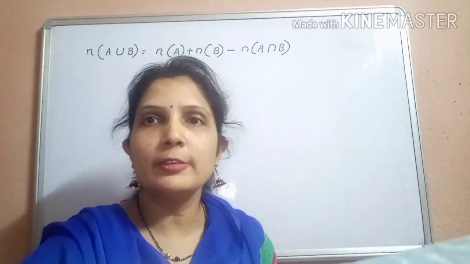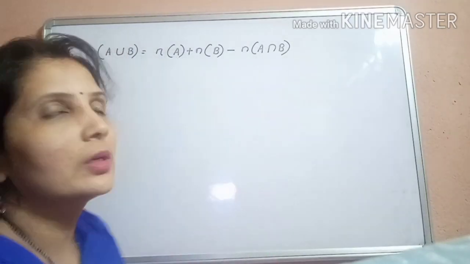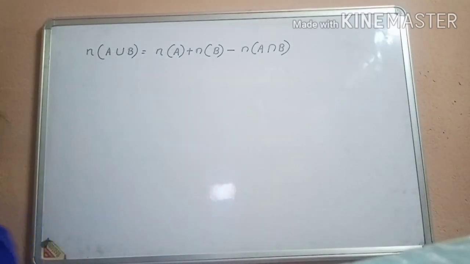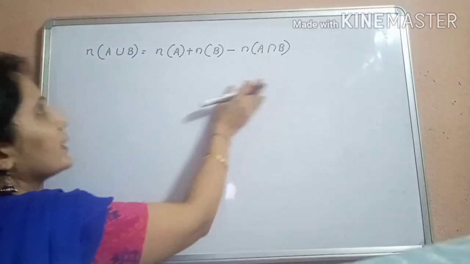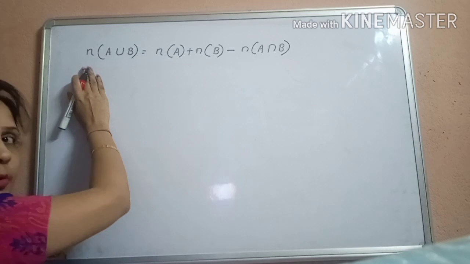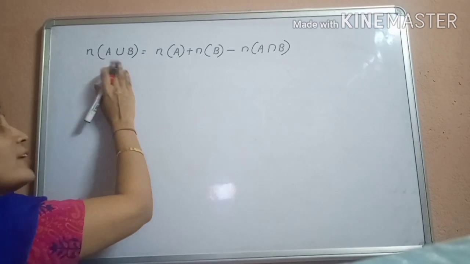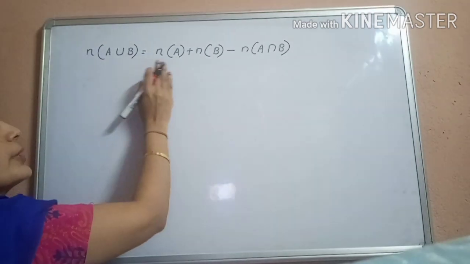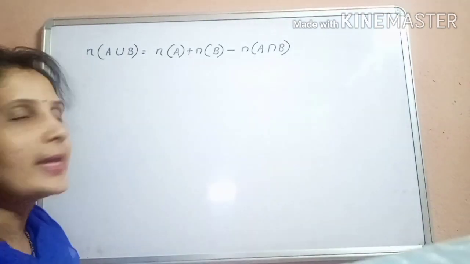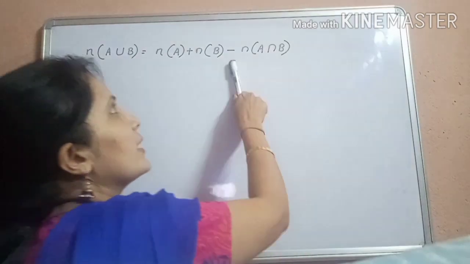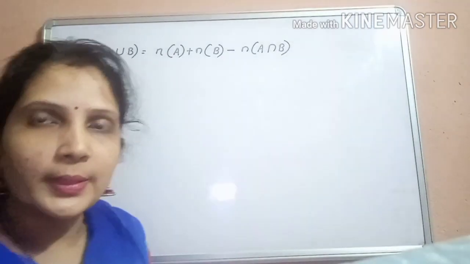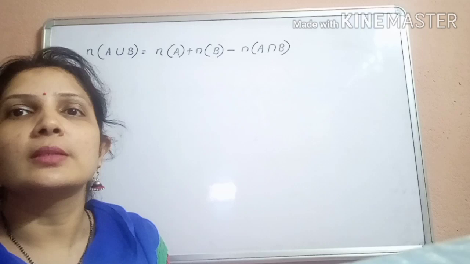We have one formula to find out the union. If the number of elements in particular sets are given, we can use this formula: number of elements in set A union B is equal to number of elements in A plus number of elements in B minus number of elements in A intersection B. We are going to use it in certain sums.